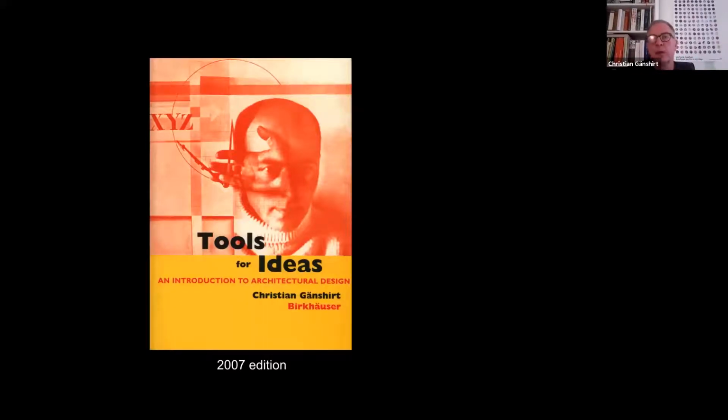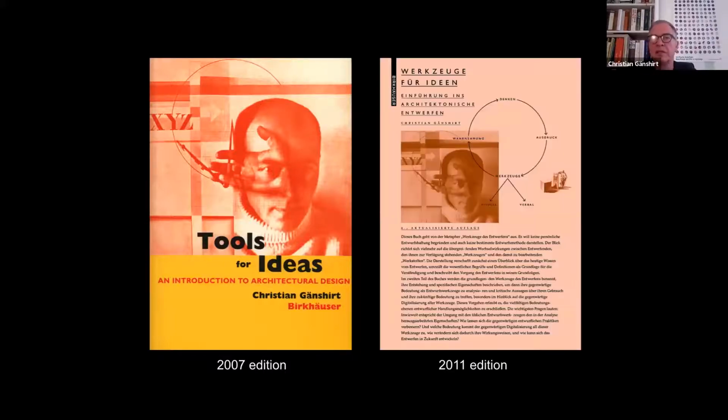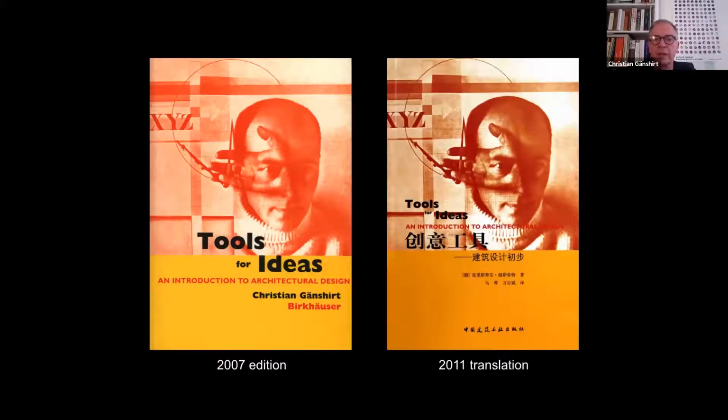So it's already quite old. It was quite a success. It had a second edition, a German edition, in 2011. It was translated into Chinese. And for a couple of years, my editor was asking me to do a revised and expanded edition.